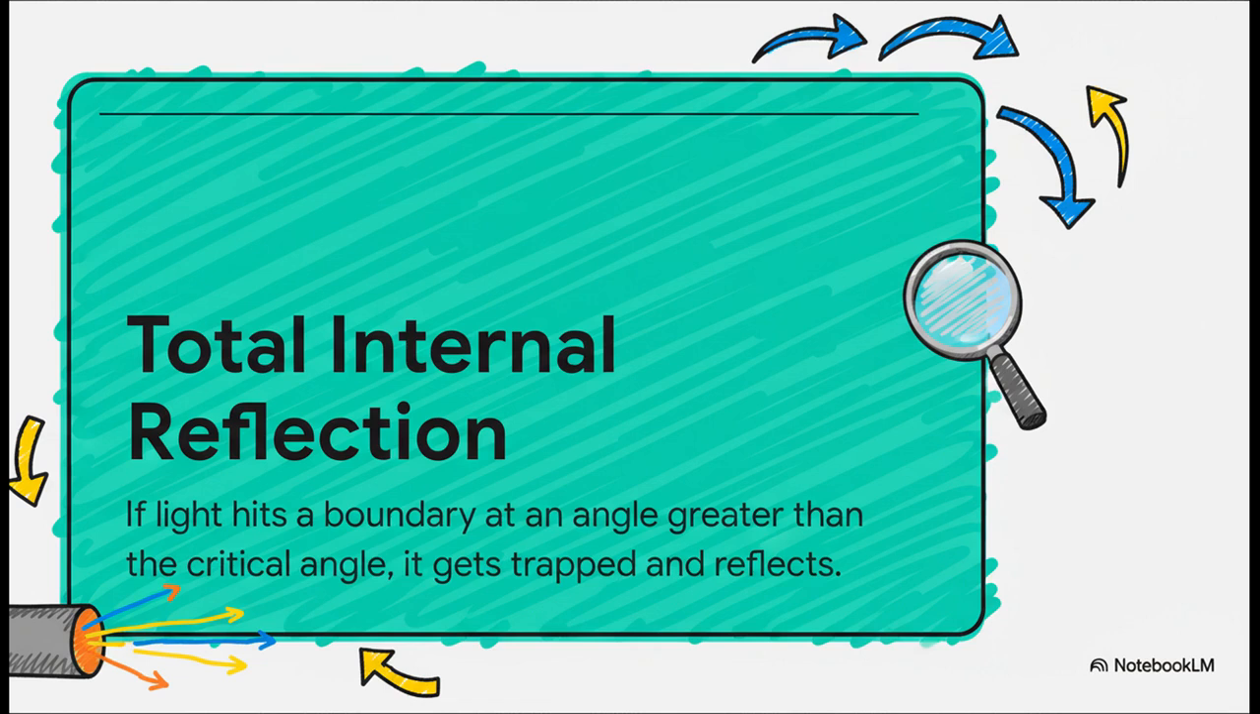Well, you can. If a ray of light that's inside glass or water hits the edge at a really shallow angle, what's known as the critical angle, it literally can't get out. Instead of bending its way out, it reflects back inside. It's trapped. This incredible phenomenon is called total internal reflection.